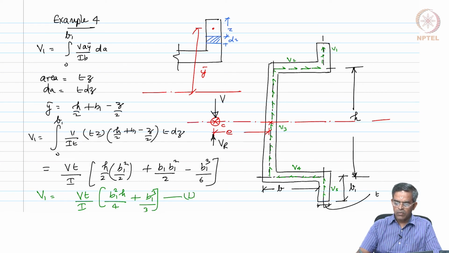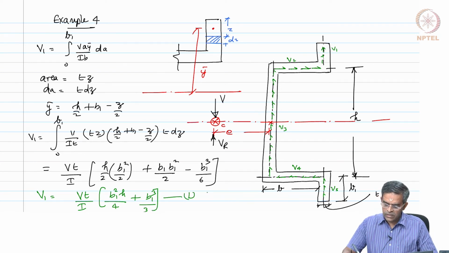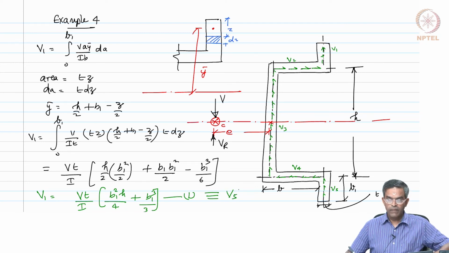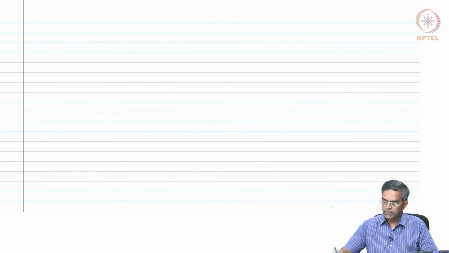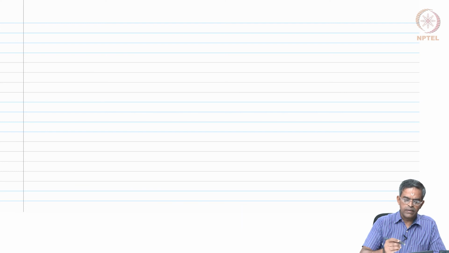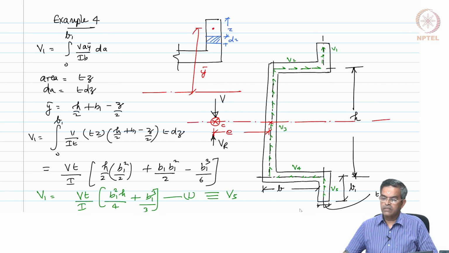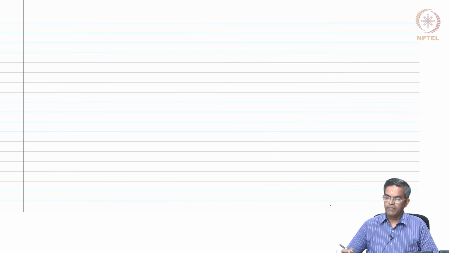We will call this equation number 1. Identically friends, this will also be equal to V5. Now, let us take the next part, that is V2. I will draw that separately.